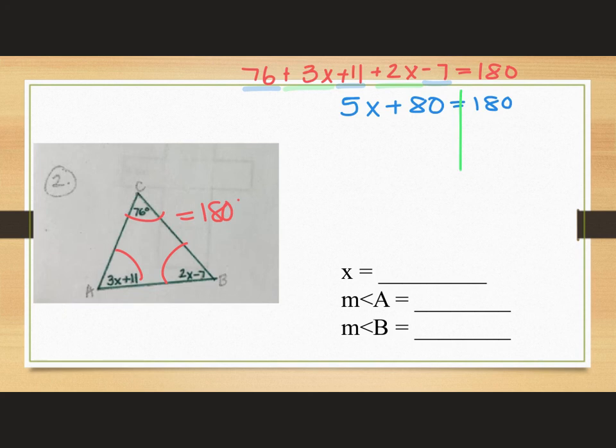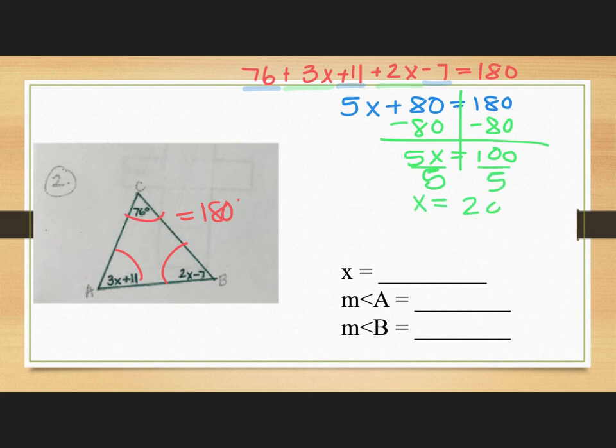We are going to start by subtracting 80 on both sides, which leaves us with 5x equals 100. Then divide both sides by 5, and we are left with x equals 20. So x here is 20. Now that we have our value of x, we can go back and plug that into our two angles. First, we need to find the measure of angle A.